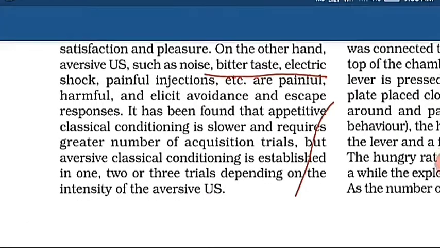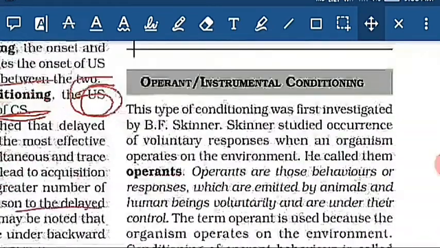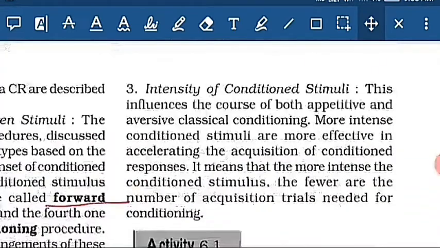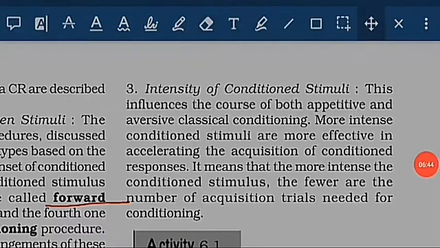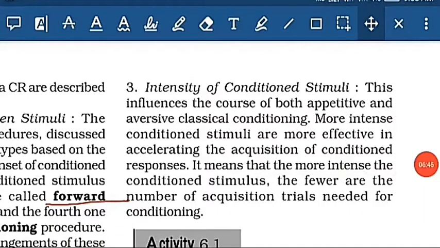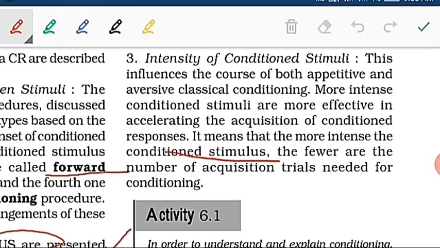After that, there is another point, that is intensity. Intensity means the deepness, how much influence one type of stimulus has on the subject so that he can give the particular response that we want. The intensity depends on the conditioned stimulus we provide to our subject, so then we can get the particular response, and it needs very few trials.